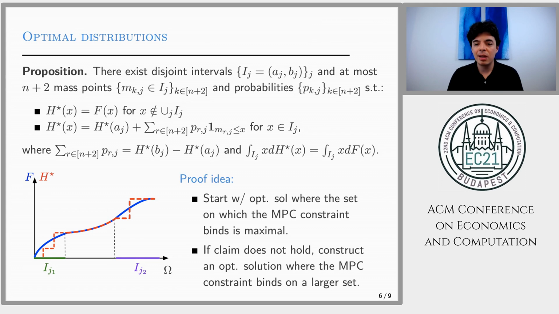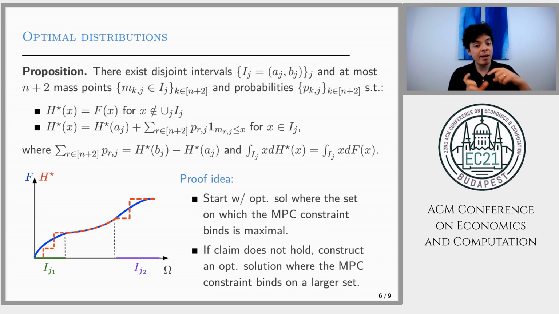Well, we first start with optimal solutions to our optimization problem, where the set on which the MPC constraint binds is maximal. And we show that if the claim of this proposition does not hold, then we can construct an optimal solution where the MPC constraint binds on a larger set, but that contradicts the maximality of the initial solution. Therefore, it follows that the maximal solution that I described satisfies the properties that the proposition states.